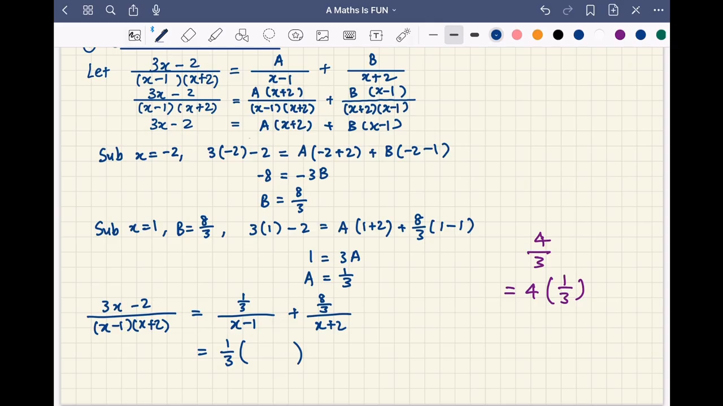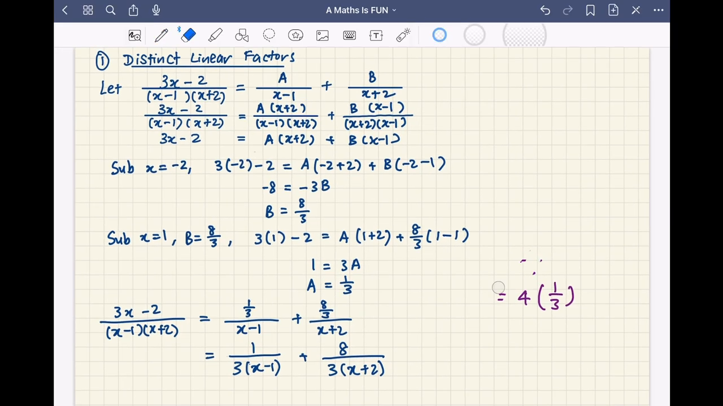factorizing out the 1 over 3, and then you're left with 1 over 3 times x minus 1. And in short, if you multiply the numerator with the numerator, denominator with the denominator, you actually end up with this. You actually end up with 1 over 3 times x minus 1. So you see what I'm trying to drive at. So basically, for the second fraction, it will just be 8 over 3 times x plus 2. And that concludes our first case of distinct linear factors.